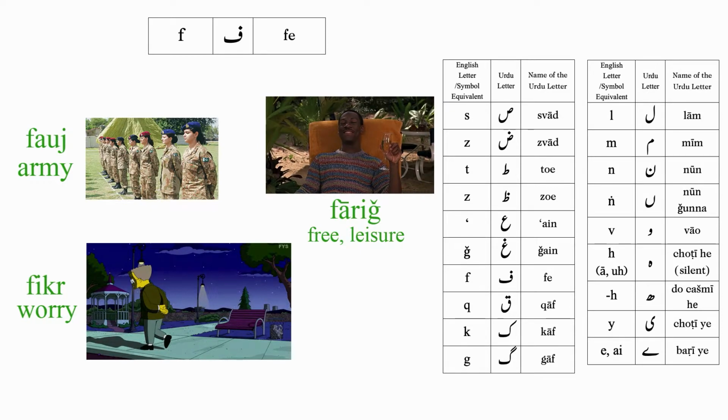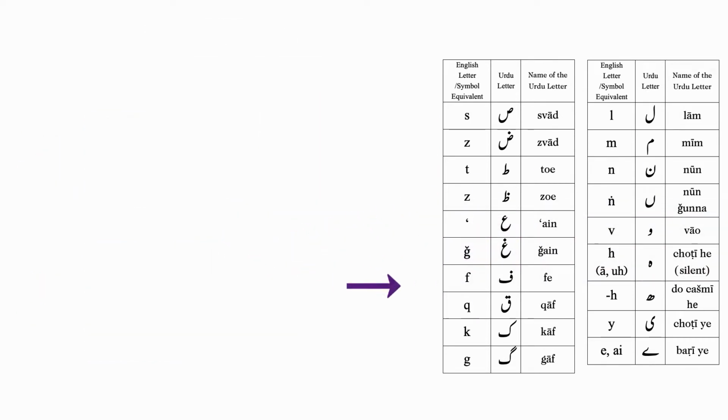You may not be able to hear it, but farig ends with the letter rein, the letter that we just covered. The next letter is written in the same way as fe, but it has 2 dots above it and is pronounced Gough.